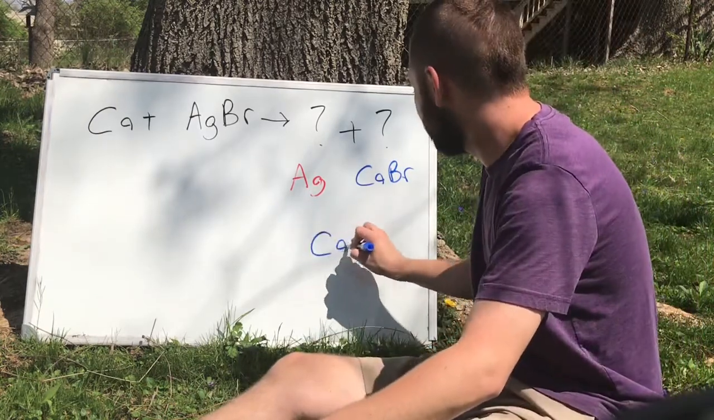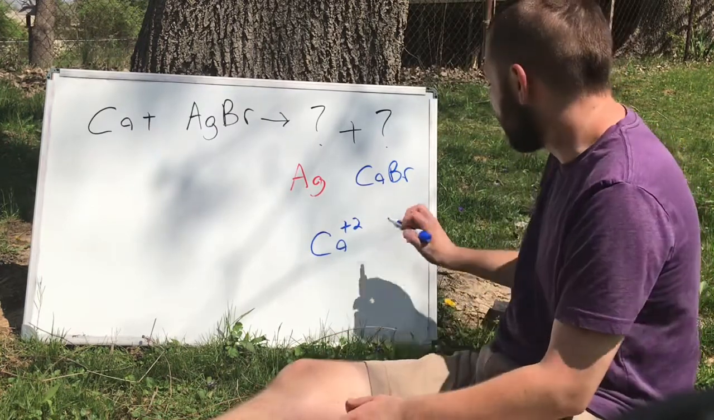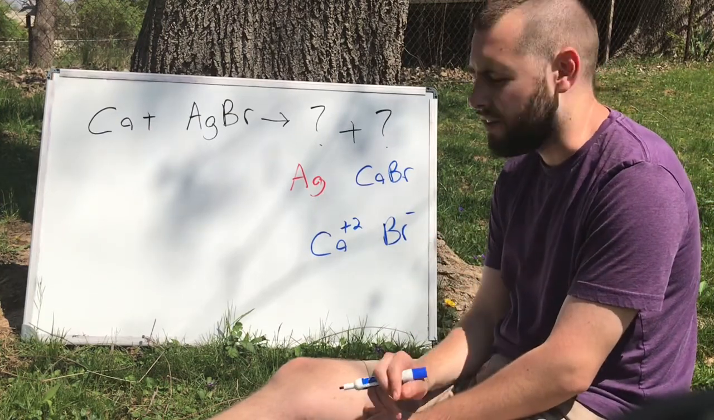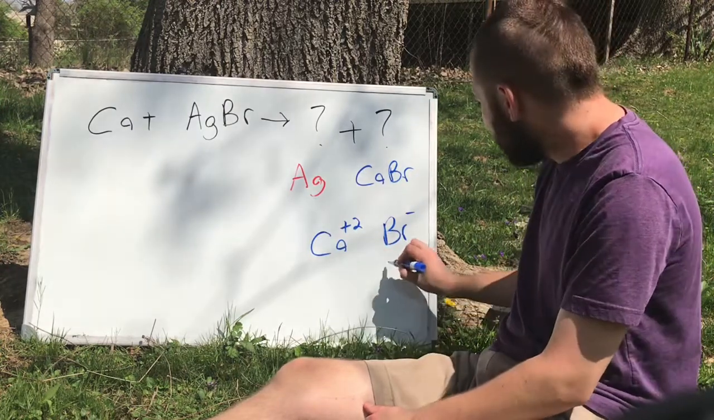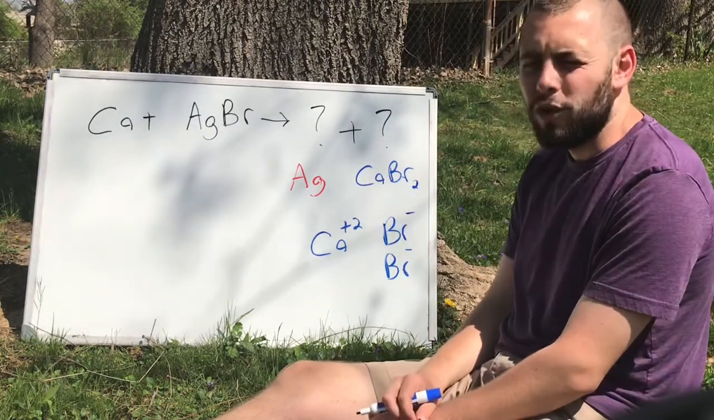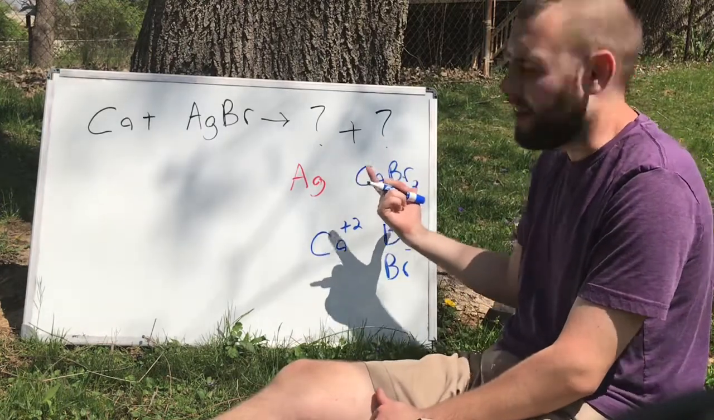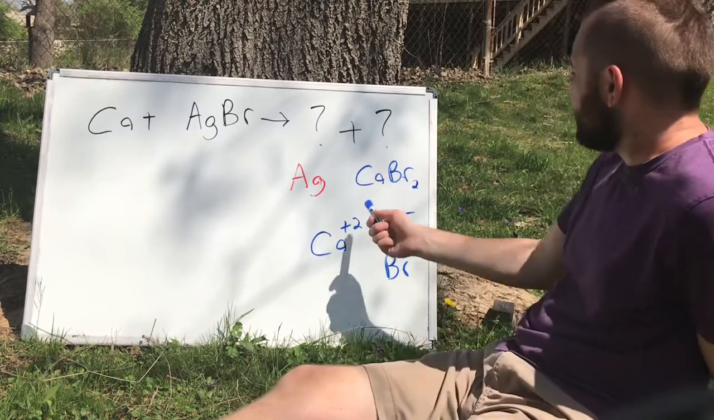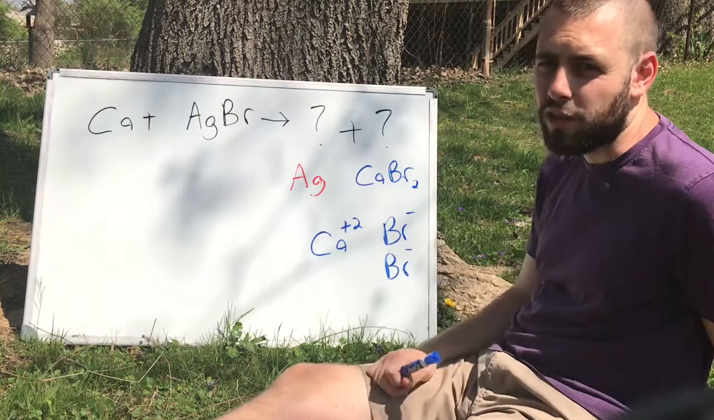Calcium has a common oxidation state of +2. Bromine, common oxidation state of -1. These don't cancel each other out. I need to have 2 bromines in order to make this compound on its own balanced. So calcium bromide is CaBr2. I need 2 bromine atoms to cancel out the charge from the calcium.